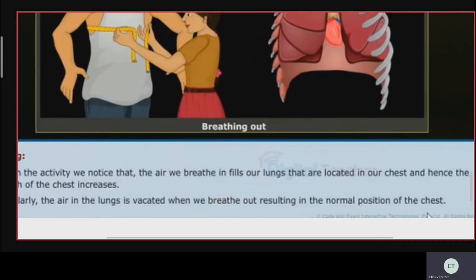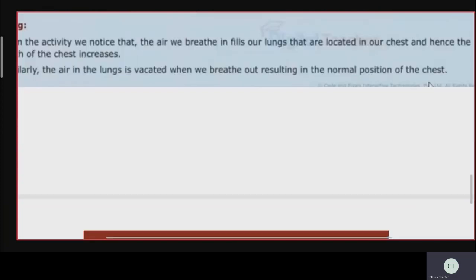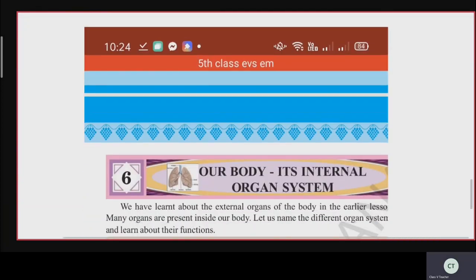Okay, children? Now we understood why. Even now you can see how it happens, how your chest is expanding and how your chest is decreasing. So this can be measured by the tape. You all can do this activity at your home, children. Okay, now let's go into the lesson.